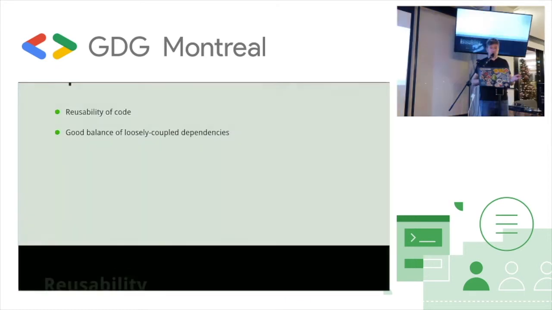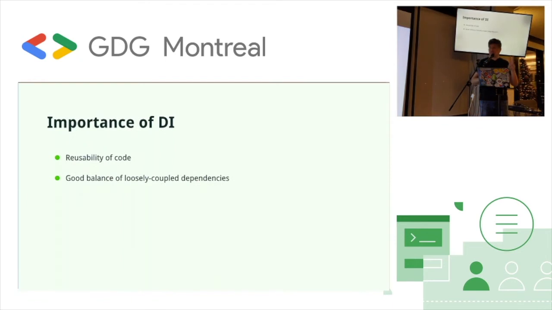Reusability is fairly straightforward. The second reason why DI is important is the good balance of loosely coupled dependencies. When I first heard this, I was struggling a little with the fuzzy language. What does that exactly mean? Well, think about service locators. A service locator gives you a lot of the same benefits that DI would, except you ask it actively for a dependency. You would say to the service locator, hey, find me an engine, and you would do this from the truck class.